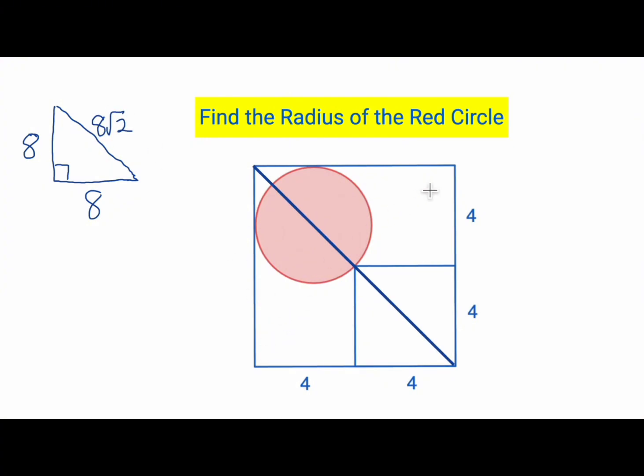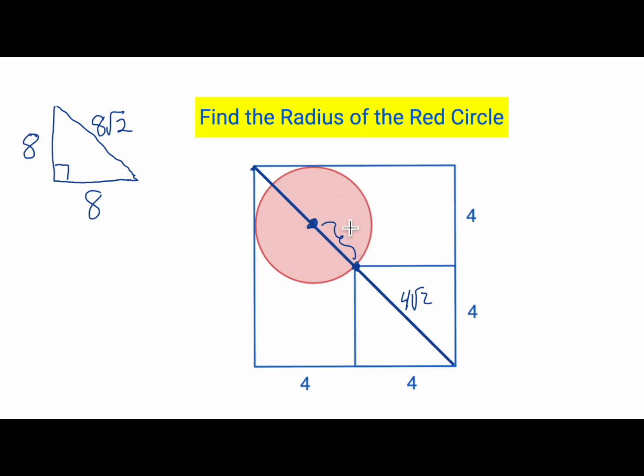Now if I draw the diagonal going the other direction, we see that they intersect right here. So each of these halves of that diagonal are going to be 4 root 2. So this is going to be 4 root 2, and from here to there is also going to be 4 root 2.